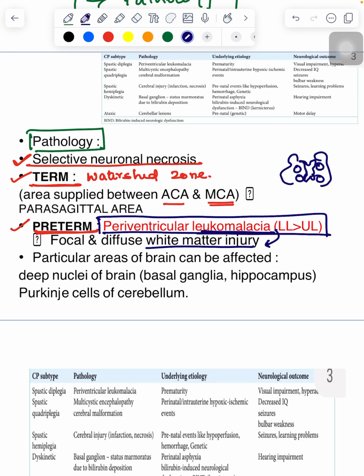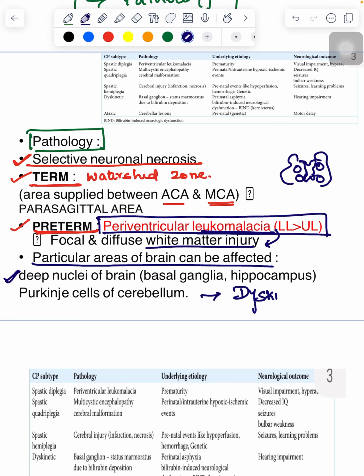Okay, next, particular areas of the brain can also be affected. That is mainly the deep nuclei of the brain. The deep nuclei will not get adequate blood supply, mainly the basal ganglia, hippocampus and the Purkinje cells of the cerebellum. So the child can result in CP, called dyskinetic CP.